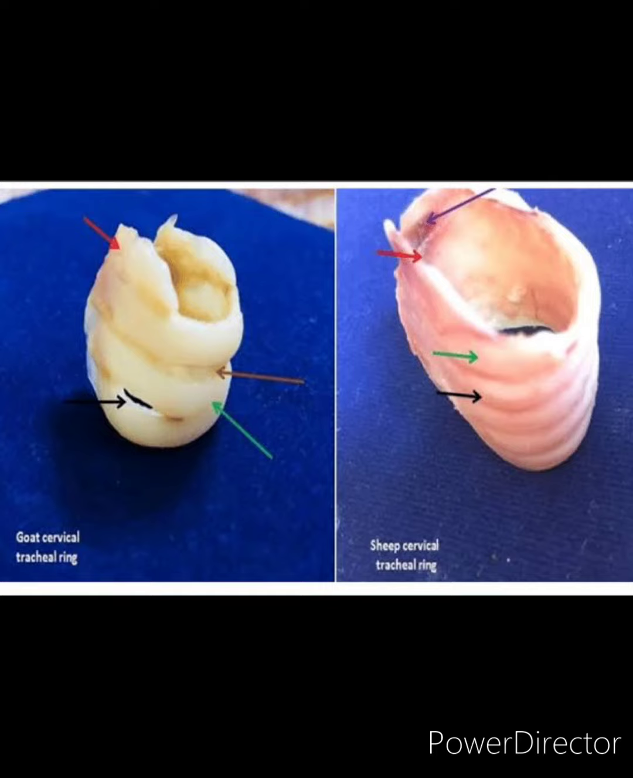Anatomical view of the trachea in sheep and goat. Left: the red arrow shows the cervical ring when attached with the larynx, the brown arrow the annular ligament, the green arrow the fusion of tracheal rings, and the black arrow the tracheal rings in the cervical region. Right picture: the red arrow shows the cervical ring when attached with the larynx, the black arrow the annular ligament, the green arrow the tracheal ring, and the purple arrow the trachealis muscle.